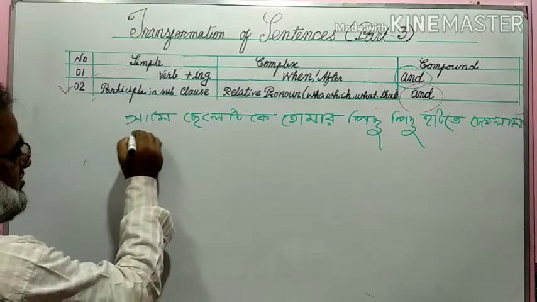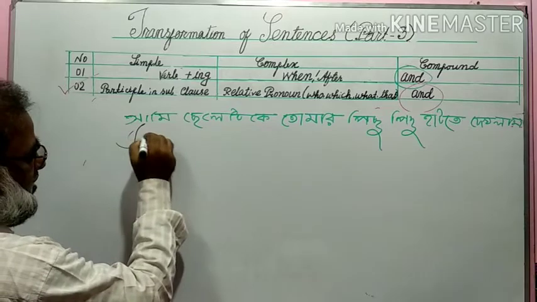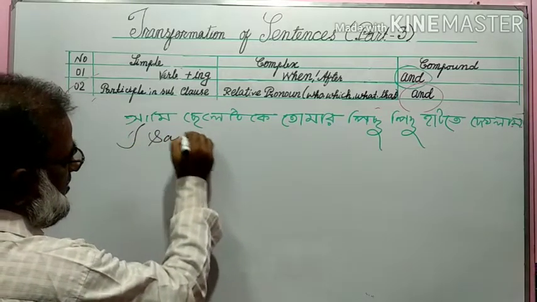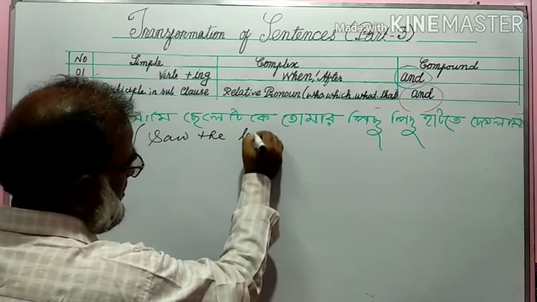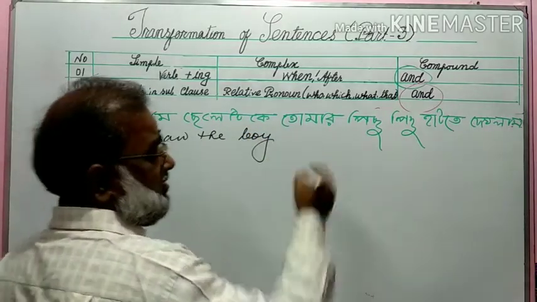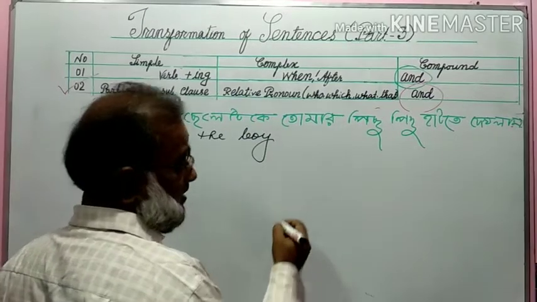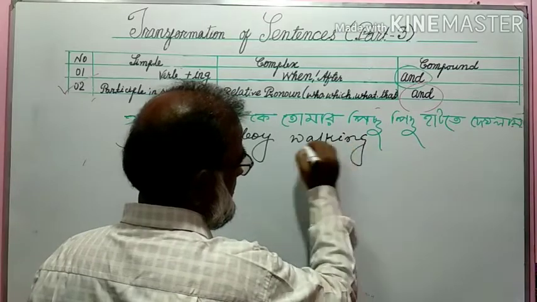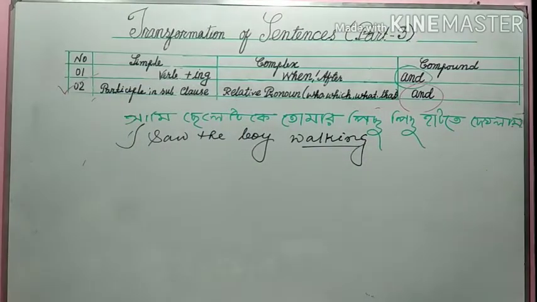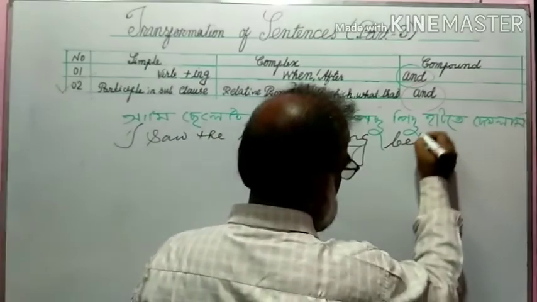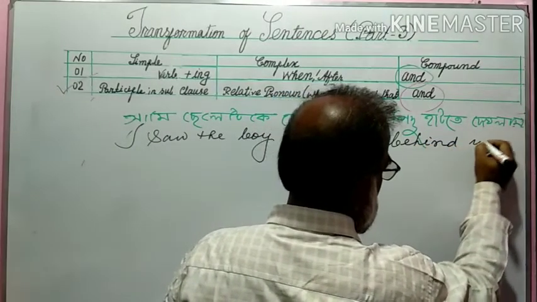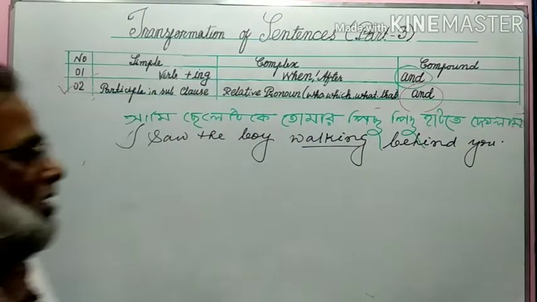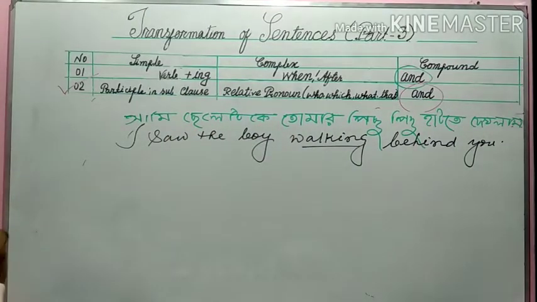Present participle, subject: I saw the boy, then walking, work, then ing, present participle. I saw the boy walking behind you. I saw the boy walking behind you. Then this is simple.